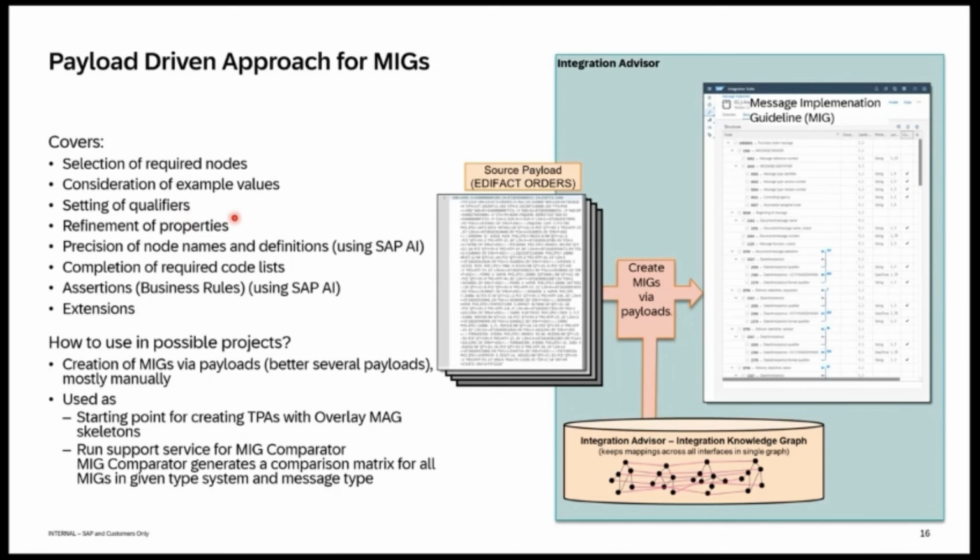And if there are any qualifiers that need to be set, you have to set those qualifiers. You have to do the refinement of the properties, and give precise node names and definitions. You can use SAP AI for that purpose. And also, if there is a code list which is required, you can define the code list. Now, there are standard code lists available, but there are some cases wherein the customer requires some specialized code values. So in that case, we can create a custom code list also.